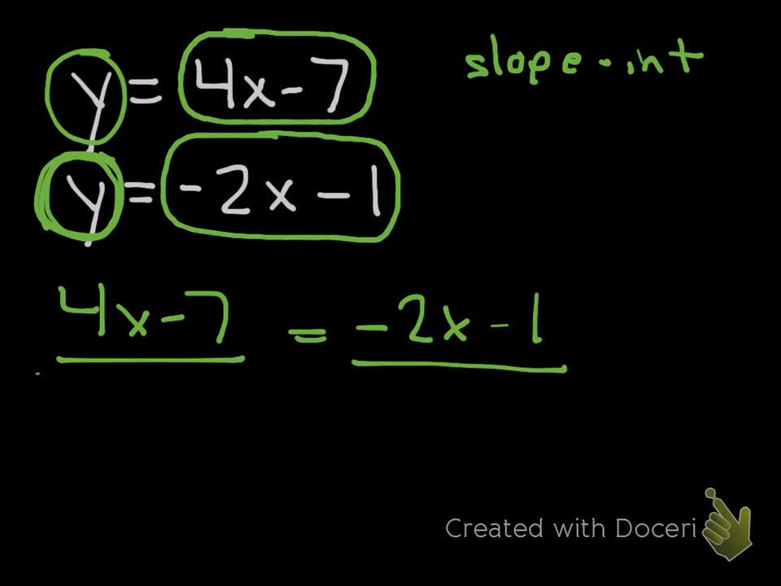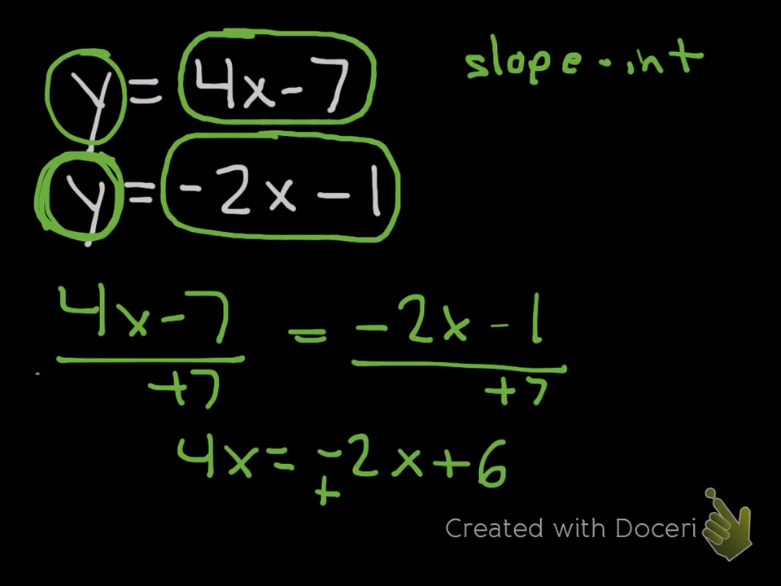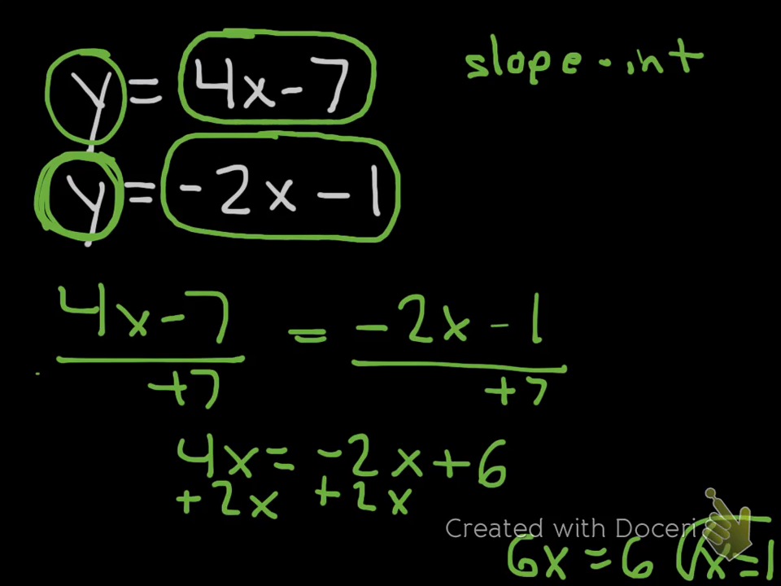We need to move everything that has an x to one side, everything that's not an x to the other side. I'll start off by adding 7 to both sides. So I have 4x equals negative 2x plus 6. I'll add 2x to both sides. I see that 6x equals 6, therefore x equals 1. So we find out that x equals 1.